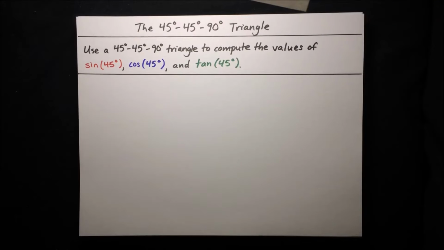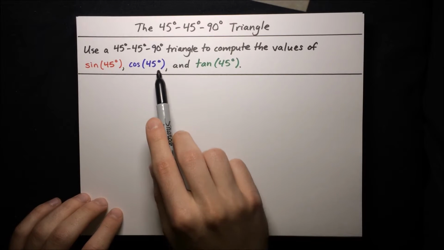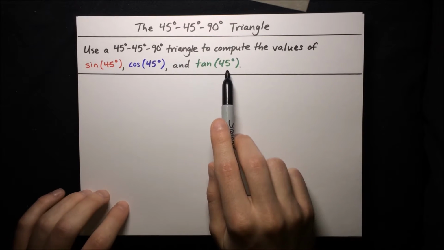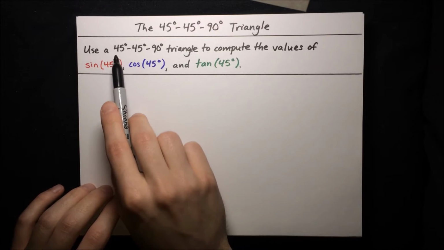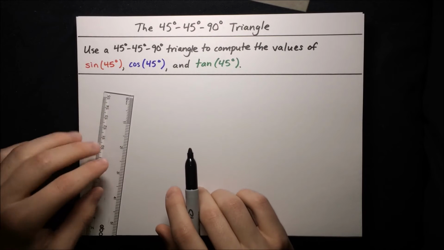In this video, I'm going to show you how to use the 45, 45, 90 triangle to compute the values of some trigonometric functions at 45 degrees. So we want to compute sine of 45 degrees, cos of 45 degrees, and tangent of 45 degrees, and we're going to start by drawing out a 45, 45, 90 triangle. So let's get our straight edge and begin drawing.